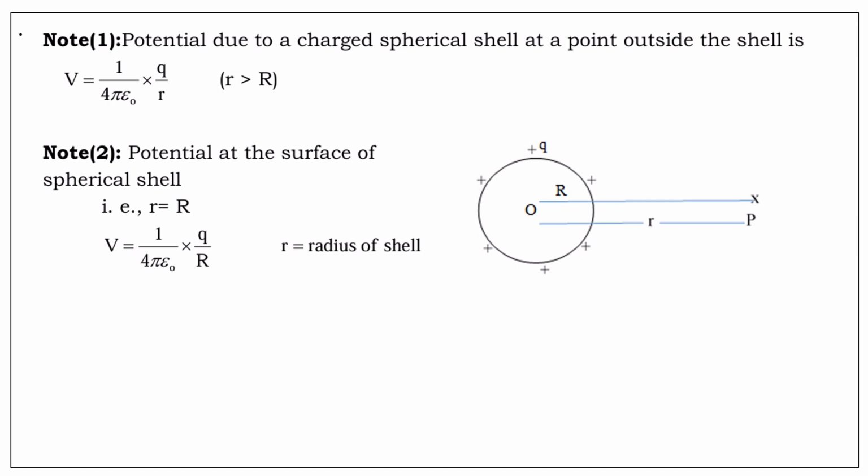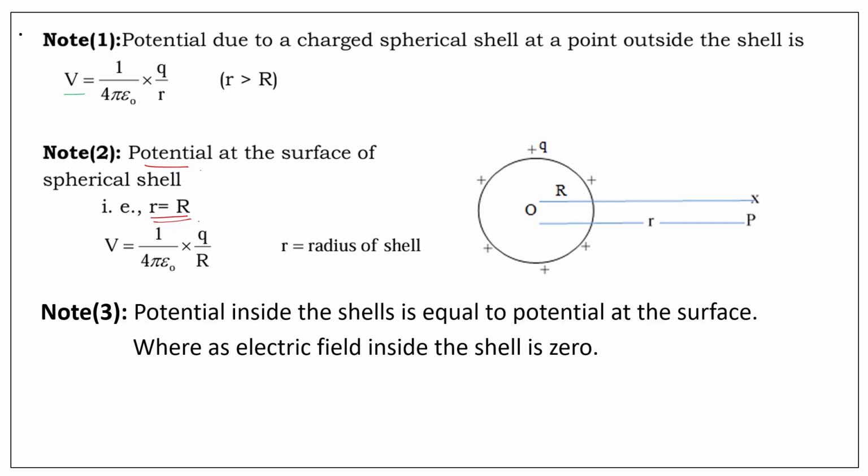Note 1. Potential due to a charged spherical shell at a point outside the shell is V is equal to 1 by 4 pi epsilon naught Q by R. Potential at the surface of the spherical shell, R is equal to R, V is equal to 1 by 4 pi epsilon naught Q by R. Potential inside the shell is equal to potential at the surface, whereas electric field inside the shell is 0.